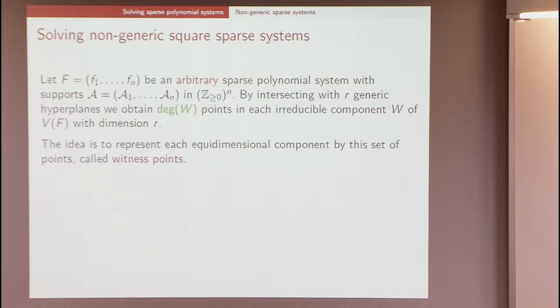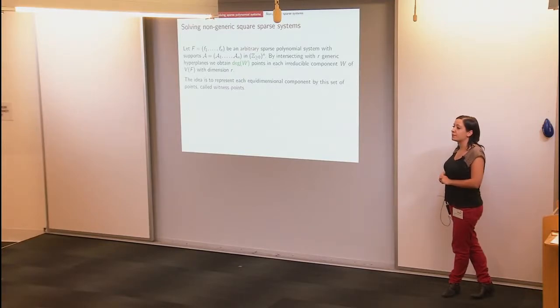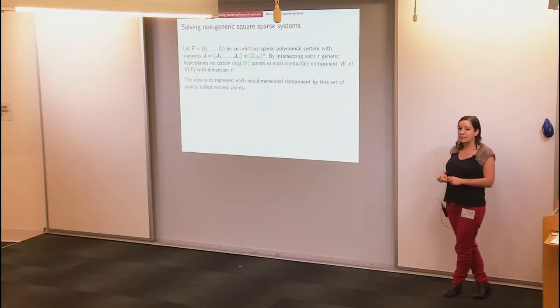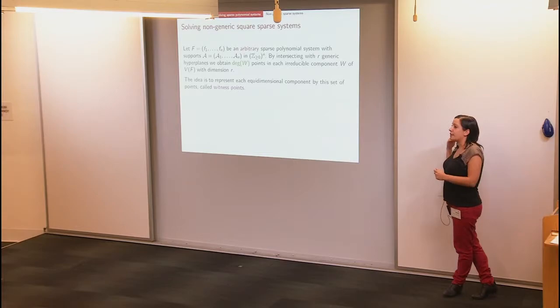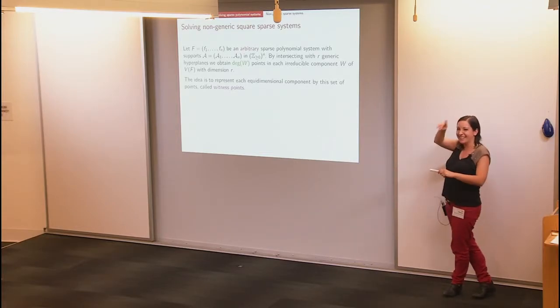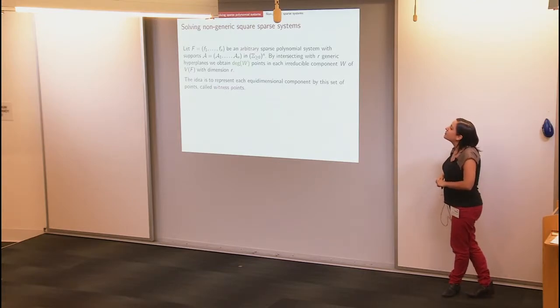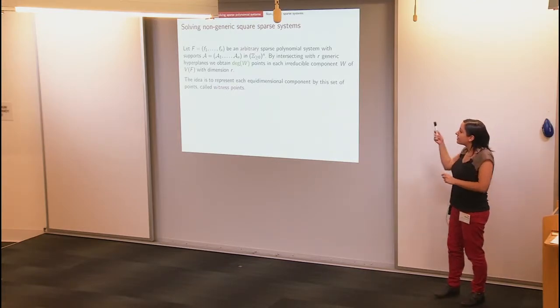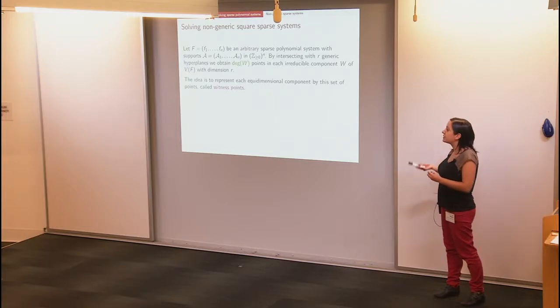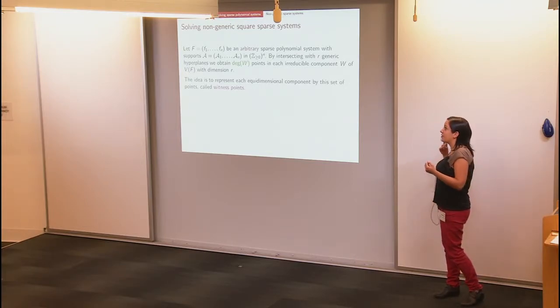The idea, we heard this morning about witness sets, from the idea from Sommese and Wampler, about using sets of witness points to represent the irreducible and equidimensional components of varieties.